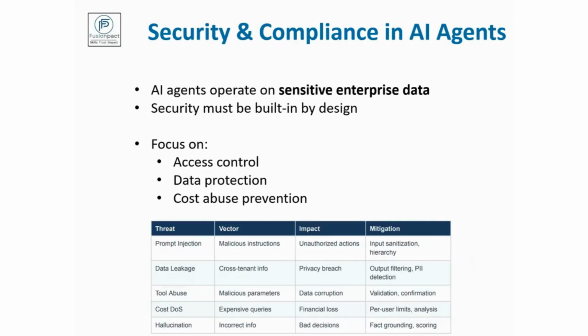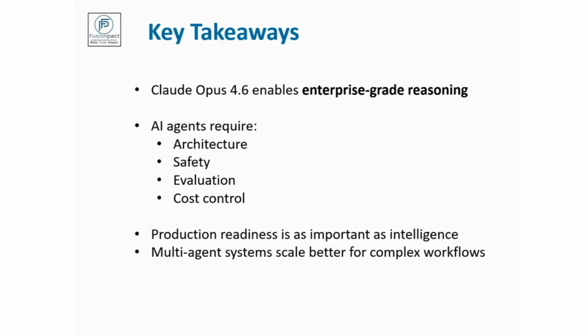Security and compliance in AI agents. AI agents operate on sensitive enterprise data. Security must be built in by design. Focus on access control, data protection, and cost abuse prevention. There is a table for the same: threat vector, impact, and mitigation for prompt injection, data leakage, tool abuse, cost DoS, and hallucination.